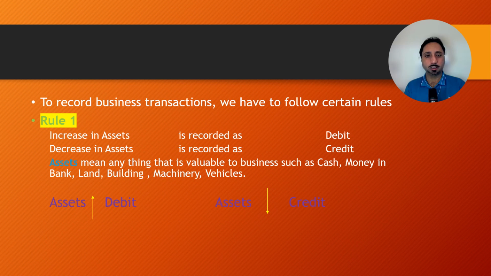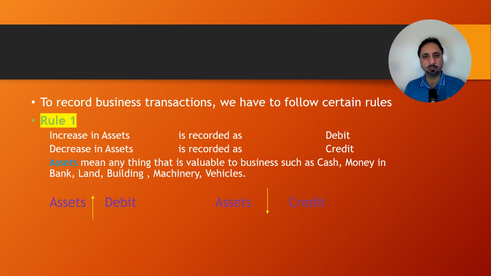Now, what are assets? Assets means anything which is valuable to the business. So assets can be cash, money deposited in banks, land, building, machinery, vehicles, and there can be many examples. Whenever there is an increase in assets, you will record that asset as debit. And when there is a decrease in an asset, you will record that asset as a credit entry.